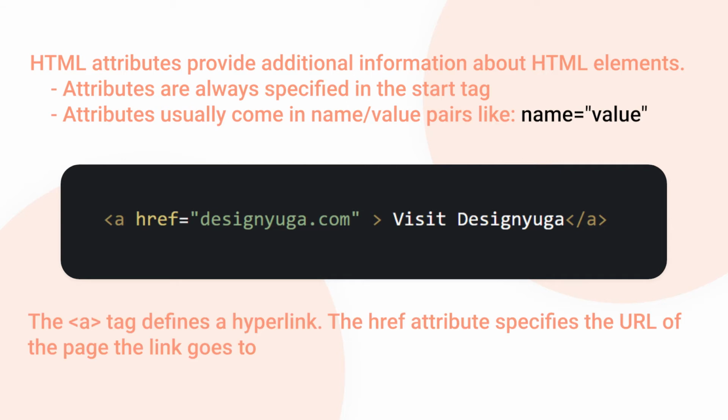The anchor tag defines a hyperlink. The href attribute specifies the URL of the page the link goes to.